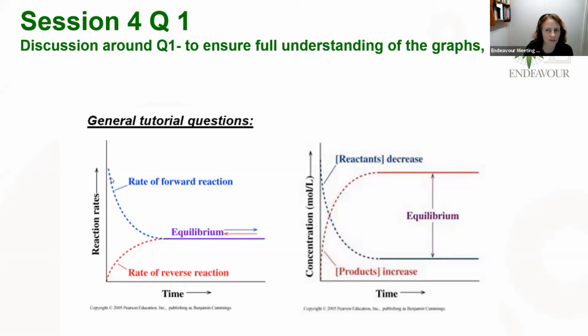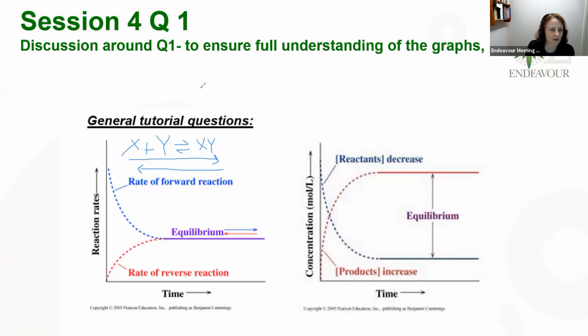It's got this annotate thing. Let's see if it'll work for me. I think it will. Okay, so if we have X plus Y, and it's forming the product XY, the forward reaction in the equilibrium is from the reactant side to the product side. And the reverse reaction is going in the opposite direction, from the product side to the reactants.